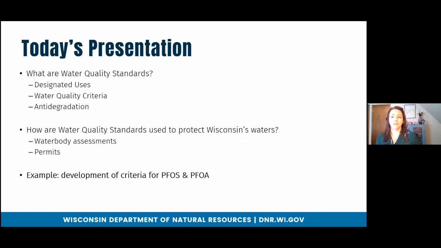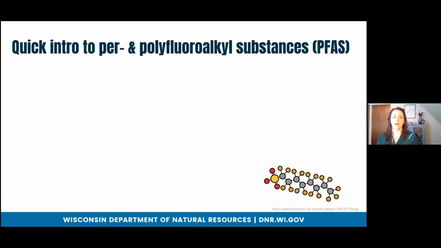So now I'm going to give a quick example of how we develop criteria for two types of PFAS. I'm going to give an intro to PFAS. This is a topic that I think a lot of people have some knowledge of, so I'm not going to go into great detail. But PFAS are a family of thousands of human-made compounds.